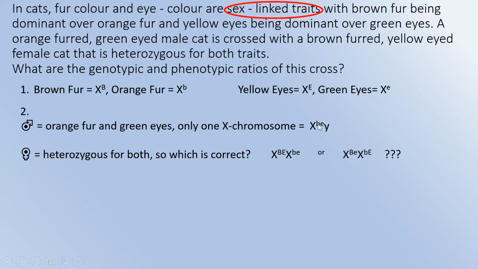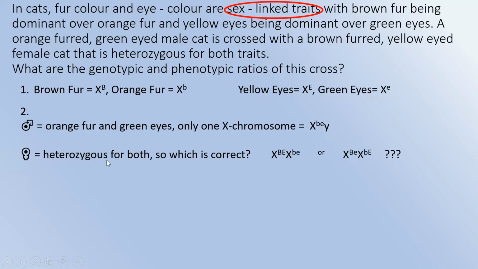And again, the man, it says an orange-furred, green-eyed, so he's recessive for orange fur and recessive for green eyes. And it's a male, so that means they're going to have a Y chromosome as part of their genotype, otherwise they wouldn't be a male. But then here's where it gets tricky. It says it's crossed with a brown-furred, yellow-eyed female cat, so dominant, that is heterozygous for both traits. This is where it's tricky.